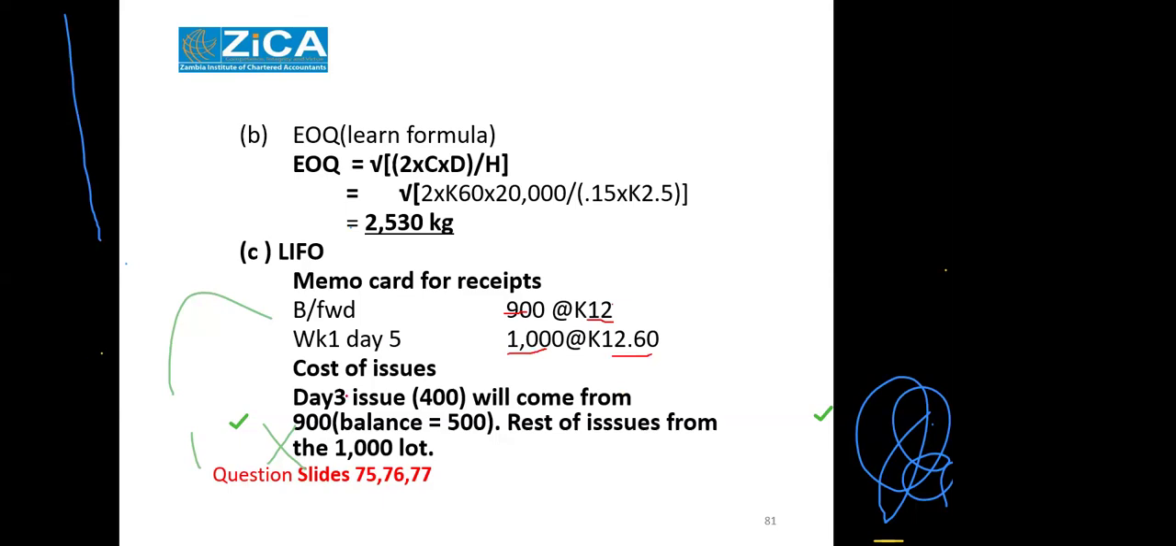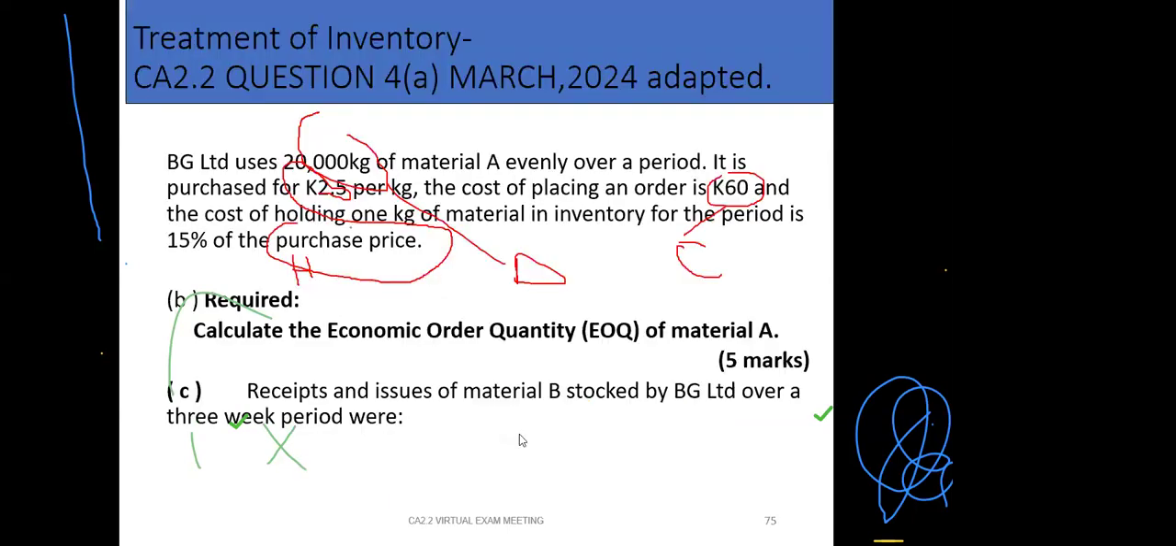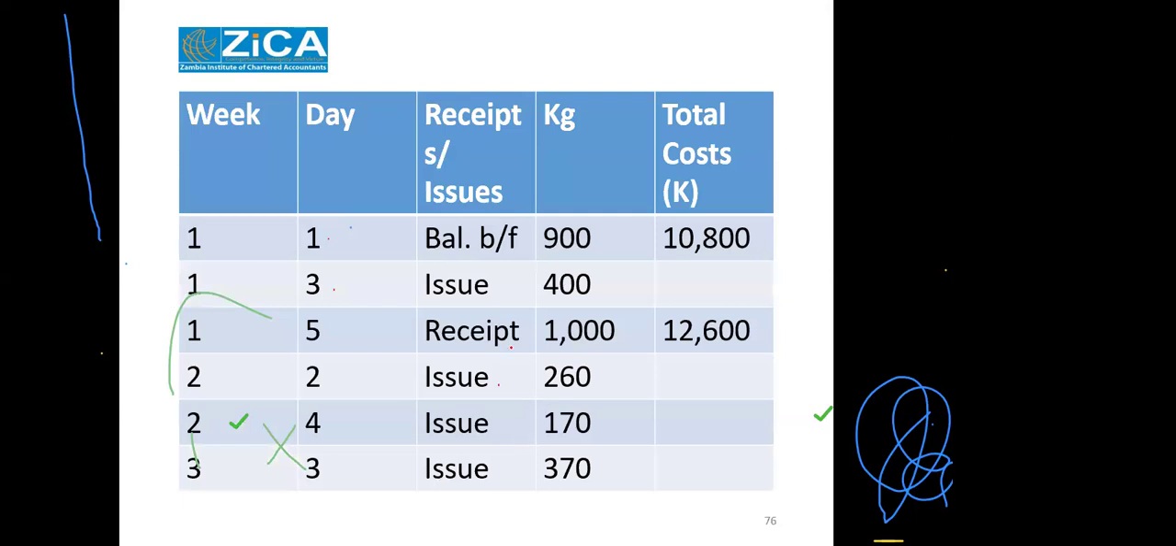So for day 3, they issued 400, which came from the 900, and the balance of 500 remained. The rest of the issues were from the 1,000 lot. So if we check there, the rest of these issues, 260, 170, 370, came from the 1,000. Then 400 came from the 900.